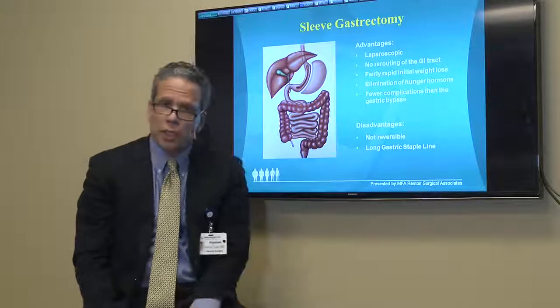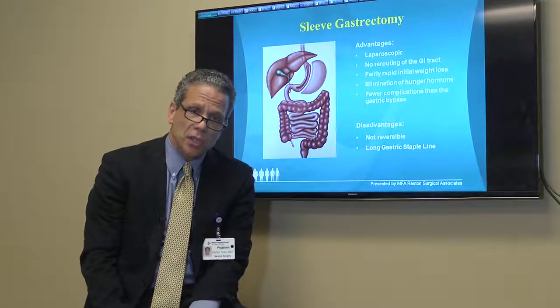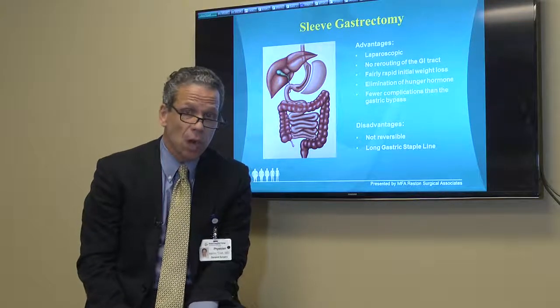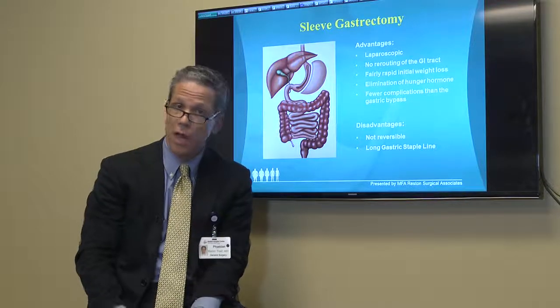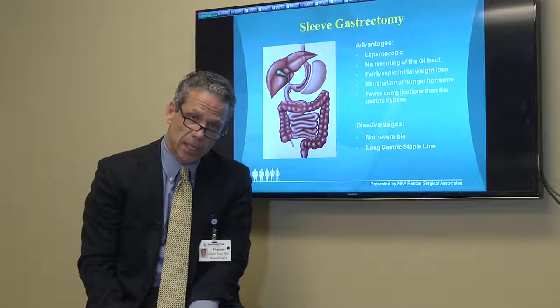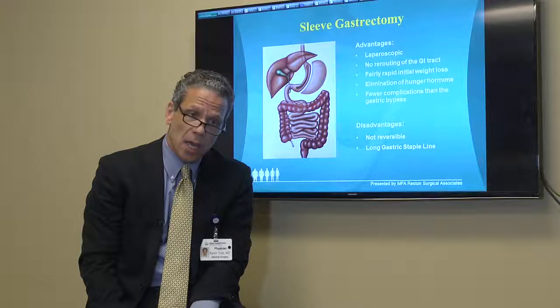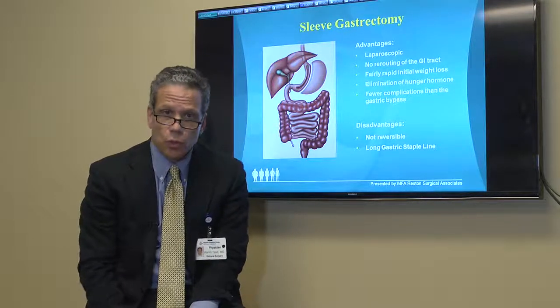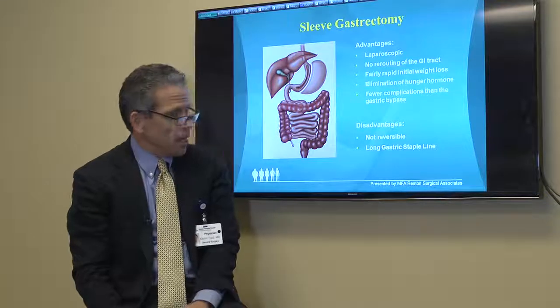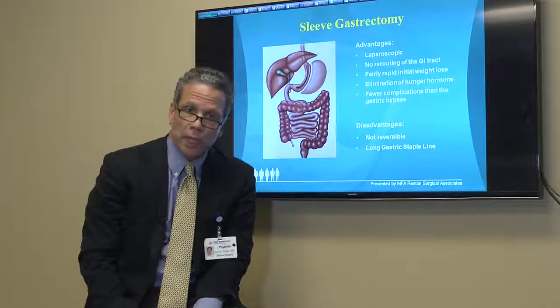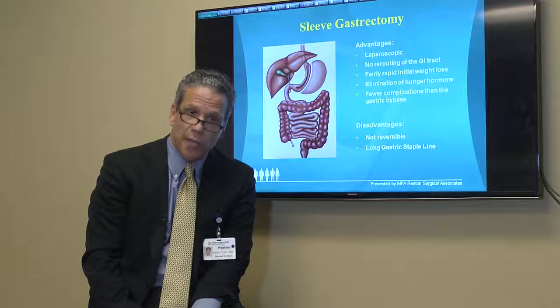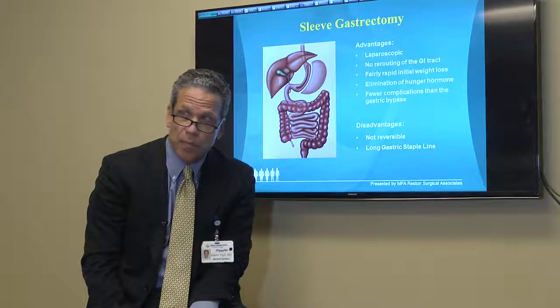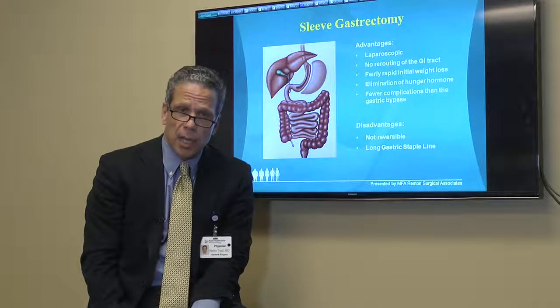It's also my favorite operation because it's been shown that there are fewer hospital readmissions than with other options, such as the gastric bypass, and also fewer complications. So for me, it's the go-to procedure. Now, it is not reversible, and we know that, so that's why the decision has to be taken very seriously.